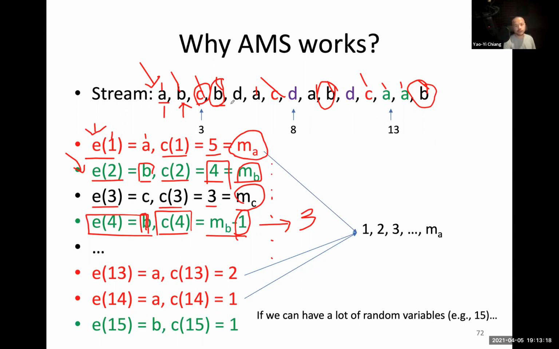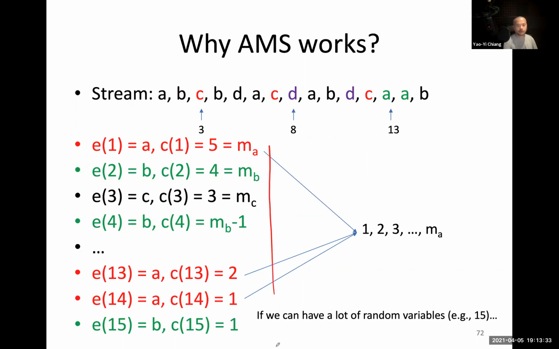What will be the next time? Well, next time you have D, so you're going to have MD. And the next time you have A. And since you already have A here, the counter will be MA minus 1. Pretty cool, right? If you look at all this, eventually the last time when you see something, like here, your E14 will be A, and your counter will be 1, because this is the last time you see A. E15 will be B, and the counter will be 1, because this is the last time you see B.